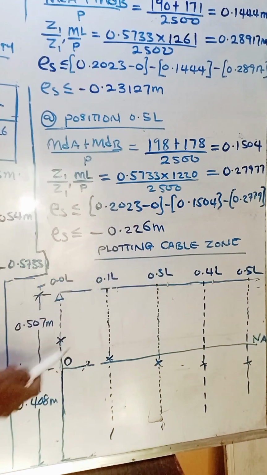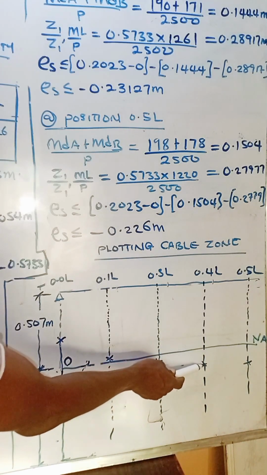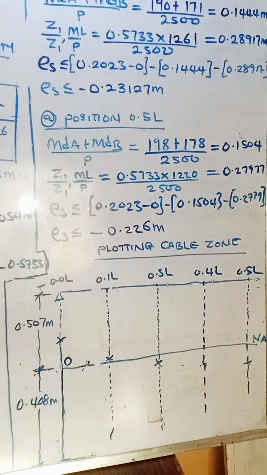At 0.4 L, sorry, we have the eccentricity to be negative 0.23127. So negative 0.23 should be a little lower than this. It should be somewhere here. We'll mark it. Now the next is at 0.5 L.